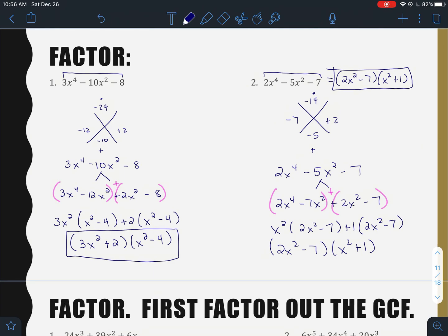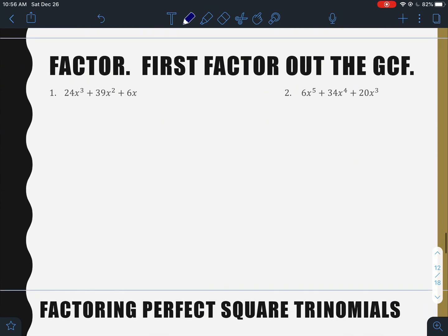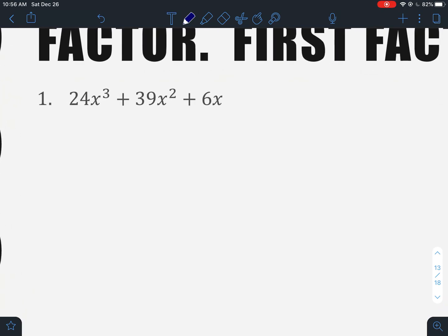All right. But again, when we first learned how to factor, the very first thing you want to look for is a common factor. So you scan all the terms first and see if there's a common factor that you could factor out of all of those terms first. If there is, do that. So 24x to the third plus 39x squared plus 6x. All of these terms have a common factor of 3x. So I'm going to factor out the 3x first, and then I'd be left with 8x squared plus 13x plus 2.